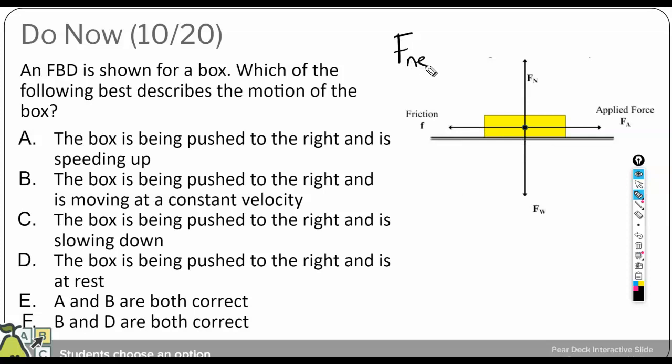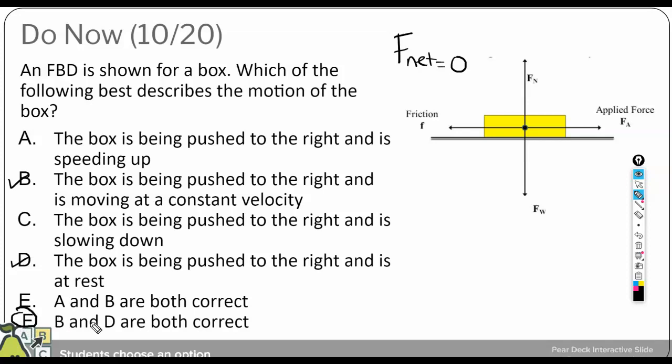In other words, this FBD is showing a net force of 0, and because of Newton's first law, what that means is if the net force on an object is equal to 0, there's two possibilities. Either the object is at rest and remaining at rest, or the object is in motion and remaining in motion at constant velocity. Okay, and so if you look at the answer choices, B is a possibility, and D is also a possibility, and so the correct answer is actually F.